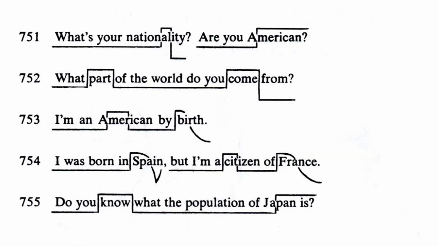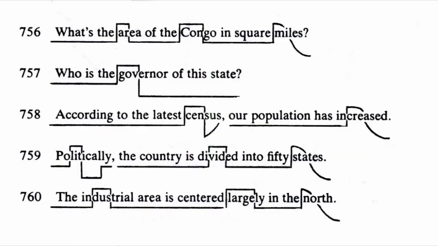Do you know what the population of Japan is? What's the area of the Congo in square miles? Who is the governor of this state? According to the latest census, our population has increased. Politically, the country is divided into 50 states.